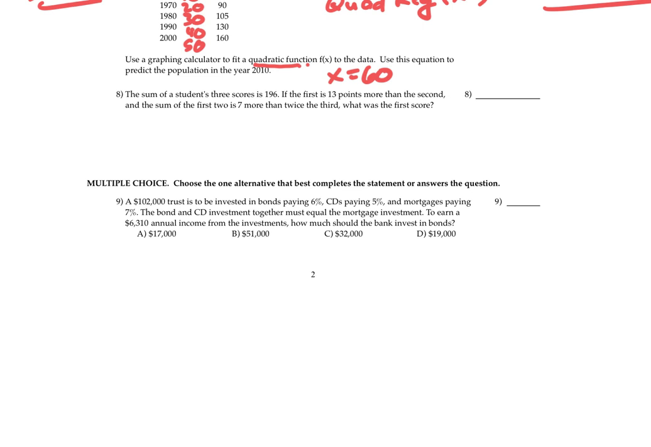Okay, 8 and 9 are both very similar. 9, we had one kind of like that on the quiz. 8 is a little bit different. Both of these are going to be 3 by 4s. Okay, and on both of those you can solve by using your matrix.